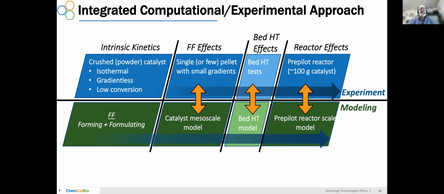So what we've done is to come up with an idealized approach for combining computation and experiment, the objective being to produce computational scale-up models that are really useful for moving to pilot scale. It starts with things like intrinsic kinetics, and then it folds in the effect of formulating and forming, which we can ideally study with single or a few pellets with small gradients.